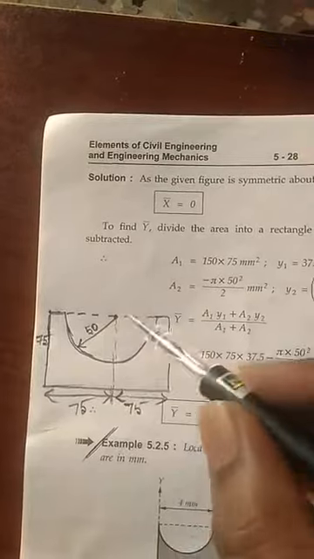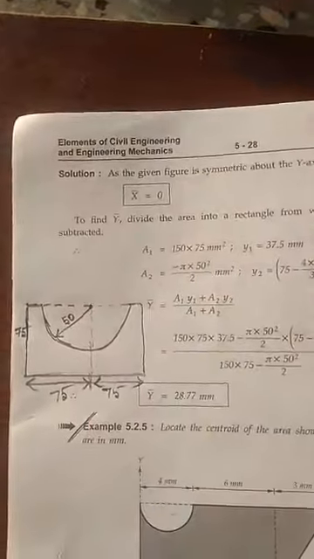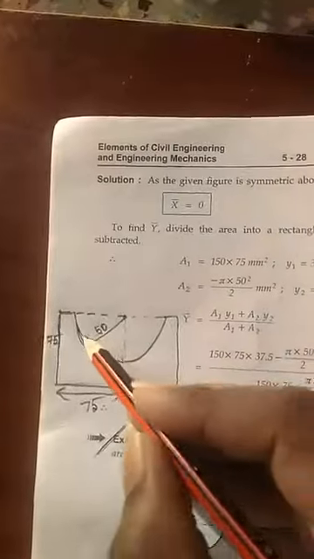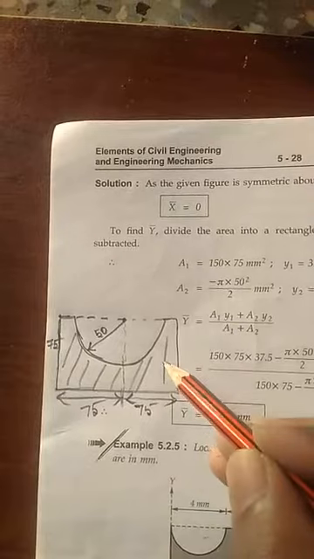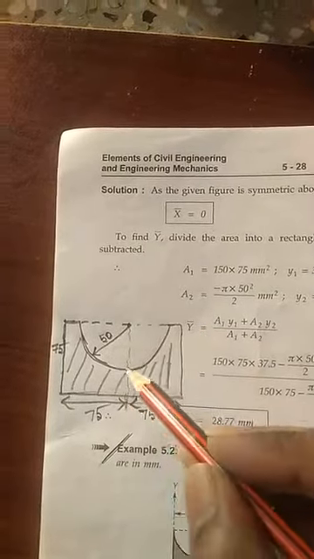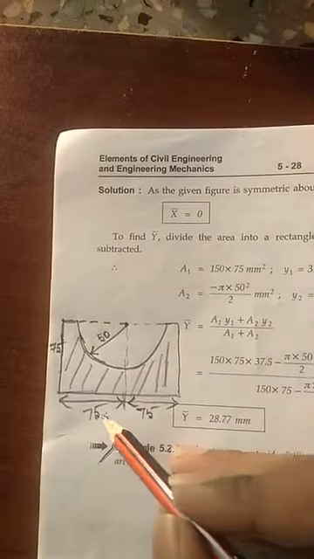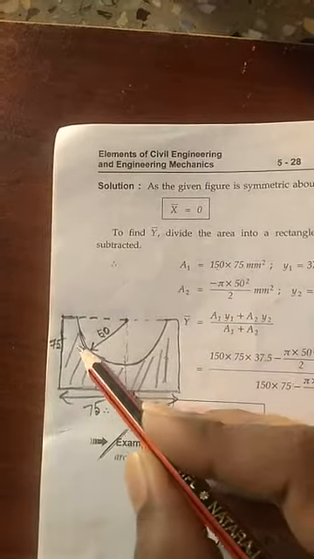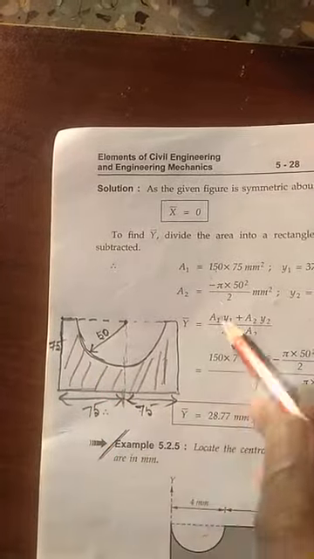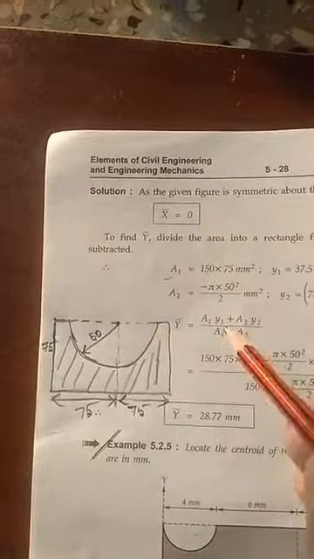This is the complete section area. First, you take the full rectangular section. The full rectangular section is 75 by 150, since 75 plus 75 is 150. So it is 150 into 75, length into breadth; the whole section area you have taken.